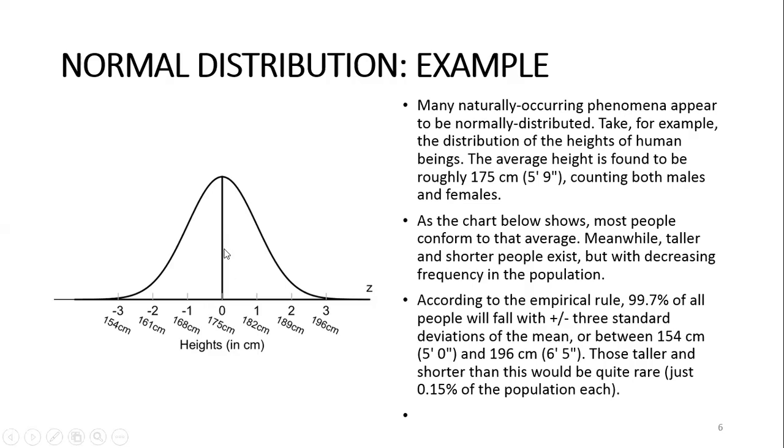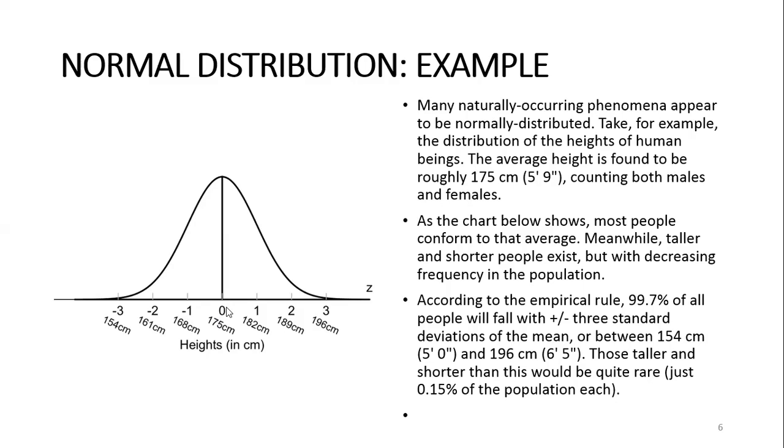If you look at this curve, you can see we have 175. If you look this way, say the average height is found to be roughly 175 cm. That 175 cm is the mean. That 175 is the mean. Then the median and the mode will also be about 175.